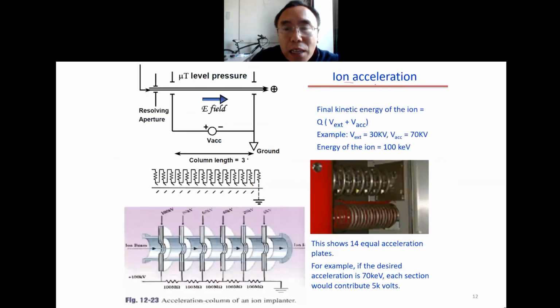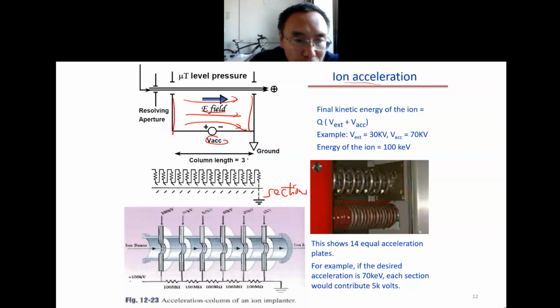Next is the ion acceleration. Here we use a very high electrical field, but we do not use a parallel plate like this, because the field may not be uniform. So what do we do? We divide the voltage into different sections. In this case, we have 1, 2, 3, 4, 5, 6. We have 6 metal plates.